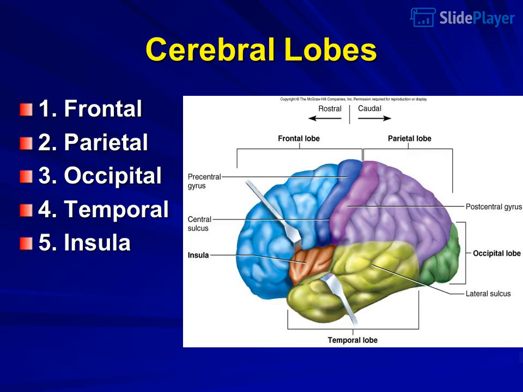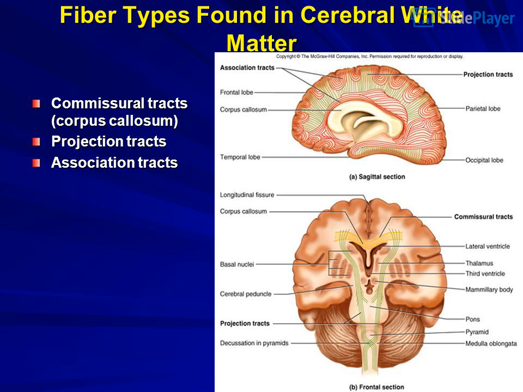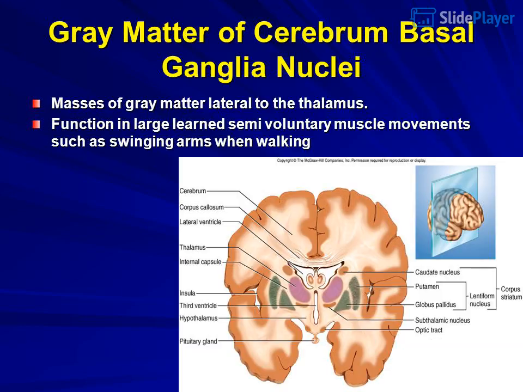Cerebral lobes. 1. Frontal. 2. Parietal. 3. Occipital. 4. Temporal. 5. Insula. Fiber types found in cerebral white matter. Commissural tracts, corpus callosum. Projection tracts. Association tracts.